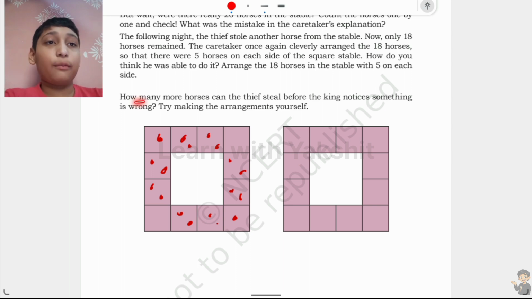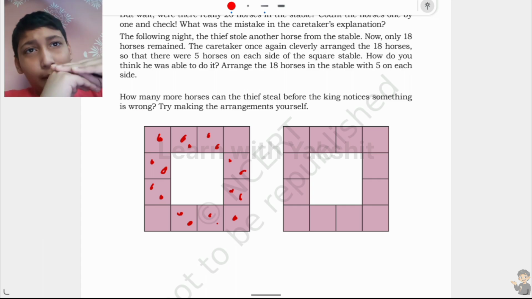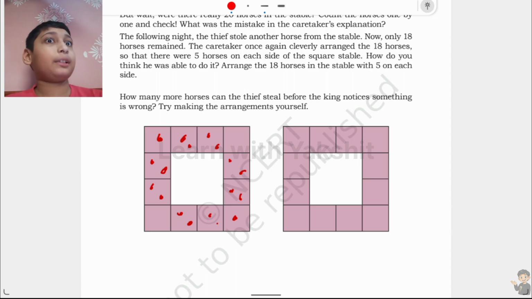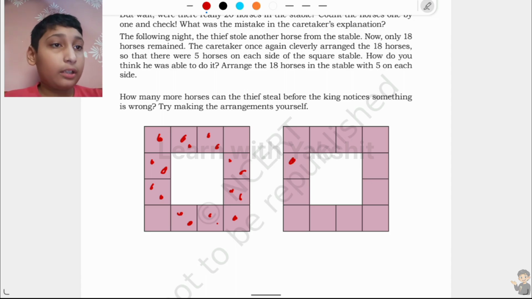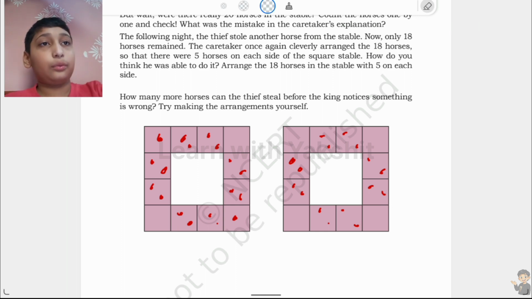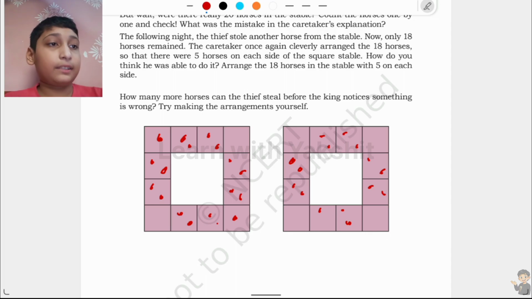Now we have to do this. How many more horses can the thief steal before the king notices something wrong? Well, let's try the minimalist. How about 15? Is that possible? Let's see. 1, 2, 3, 4, 5, 6, 7, 8, 9, 10, 11, 12, 13, 14, 15, 16. Yeah, I think that's not going to work.